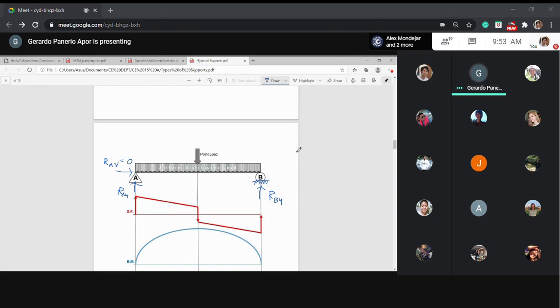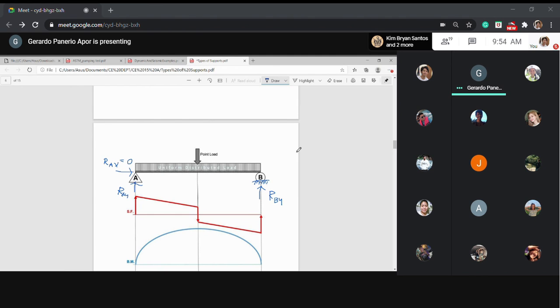Why do we need to multiply? Because the unit of uniformly distributed load is not the same as the point load. The point load has a unit of kilonewton if we are using kilonewton, and the uniformly distributed load in this case will become kilonewton per meter. You cannot add kilonewton and kilonewton per meter. You need to convert the kilonewton per meter into kilonewton so that you can add it to the kilonewton. That's why it needs to be multiplied with the length at which the uniformly distributed load is acting.